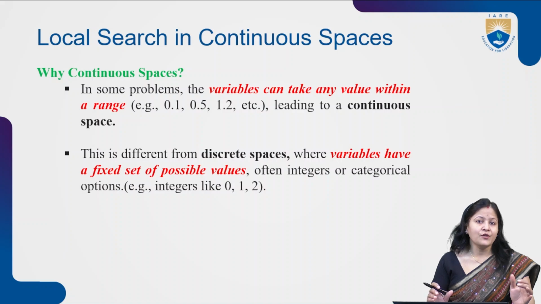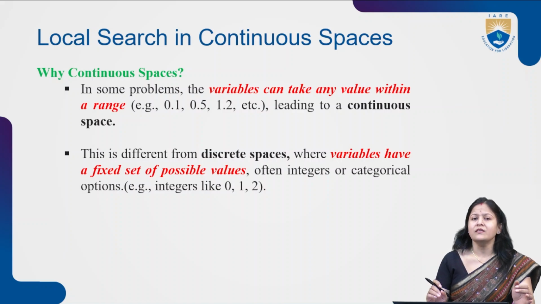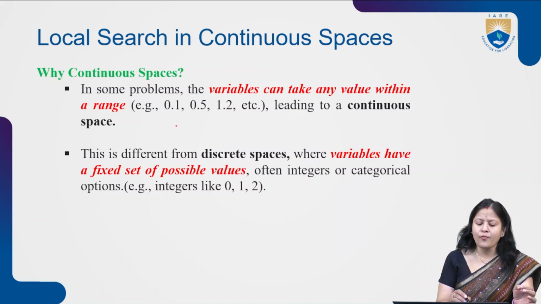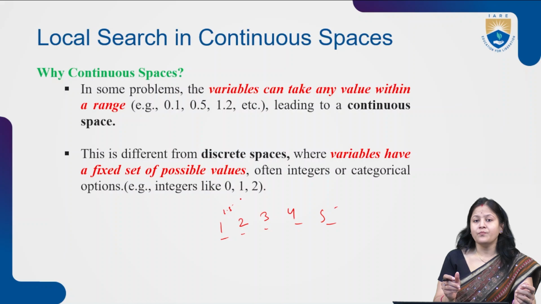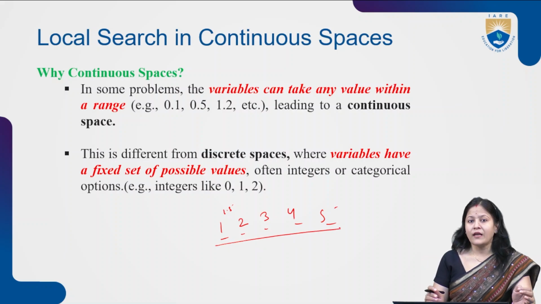Now, why do we need to consider continuous spaces? In some problems, the variables can take any value within a range. Suppose for a fan speed we can take values from 1 to 5. I can set it to 2, 3, or 4. These are fixed values. I cannot set it to 1.5. I cannot keep the regulator between 1 and 2, or between 2 and 3. These are fixed, so this is called a fixed number of values, but this does not come under continuous space.